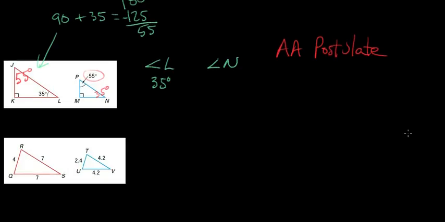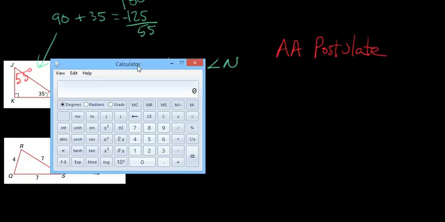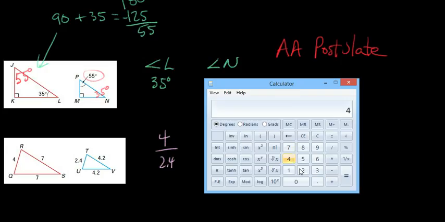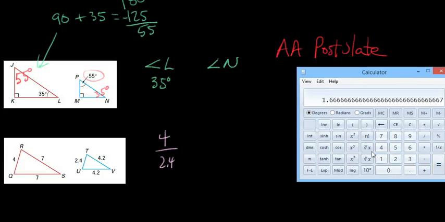So here's another one here. What about the side-side-side postulate? Now remember, the sides are not going to be congruent. They're going to be similar. And so let's take a look at these sides. Now, RQ corresponds to TU, so we say 4 over 2.4. And if we divide that using our calculator, which I'm going to magically make appear on my screen, 4 divided by 2.4 is 1.6666, so it looks like 5/3, doesn't it?